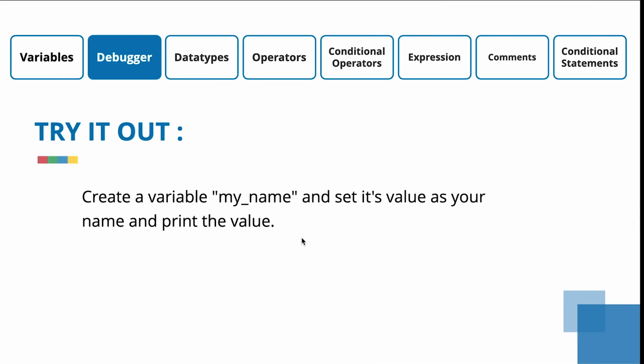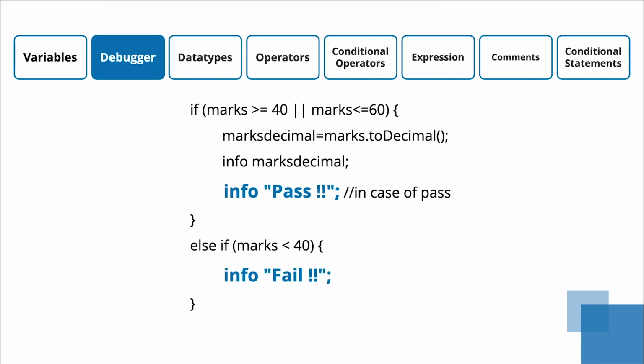Going back to our example of the marks, here the display message, or the final success message of whether they've passed or failed the exam, is shown with the help of this debugger. So I've highlighted the info pass and the info fail whenever it meets the criteria.